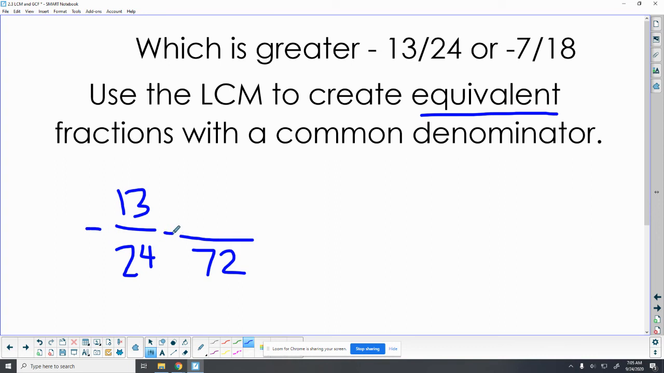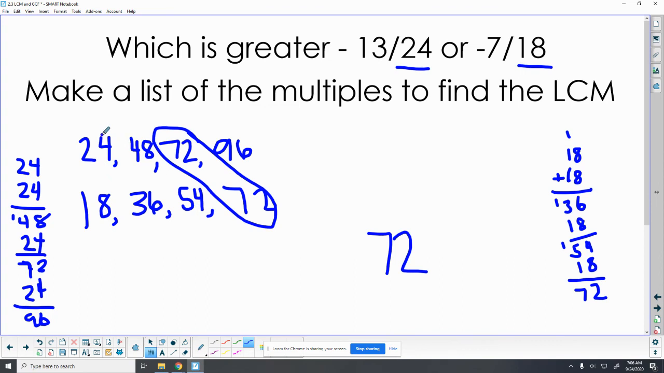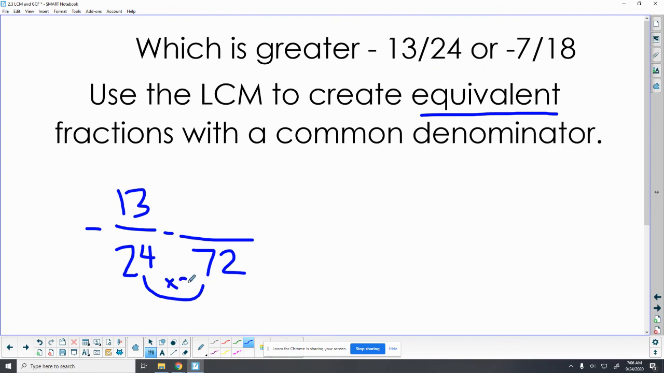And I also need to remember that these are negative numbers. So how did I get from 24 to 72? I'm going to come back and look at my list. It took me 1, 2, 3 times. So I'm going to times by 3 here. That means I need to do the same thing here. So go ahead and do 13 times 3, and that's your new numerator up here.